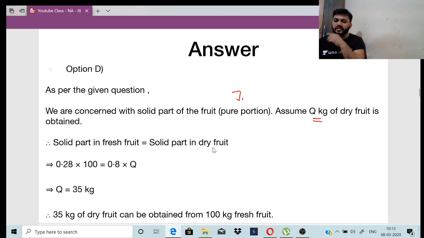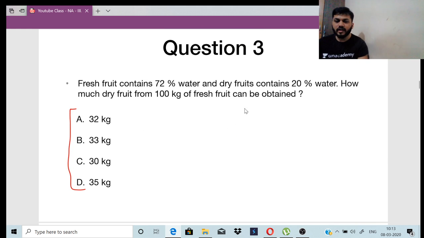Ratio and proportion. This is equal to this. So what is the solid part in fresh fruit? In fresh fruit, 72% water is there, so 100 minus 72, you'll get 28. Dry fruit is 100 minus 20, which is 80.